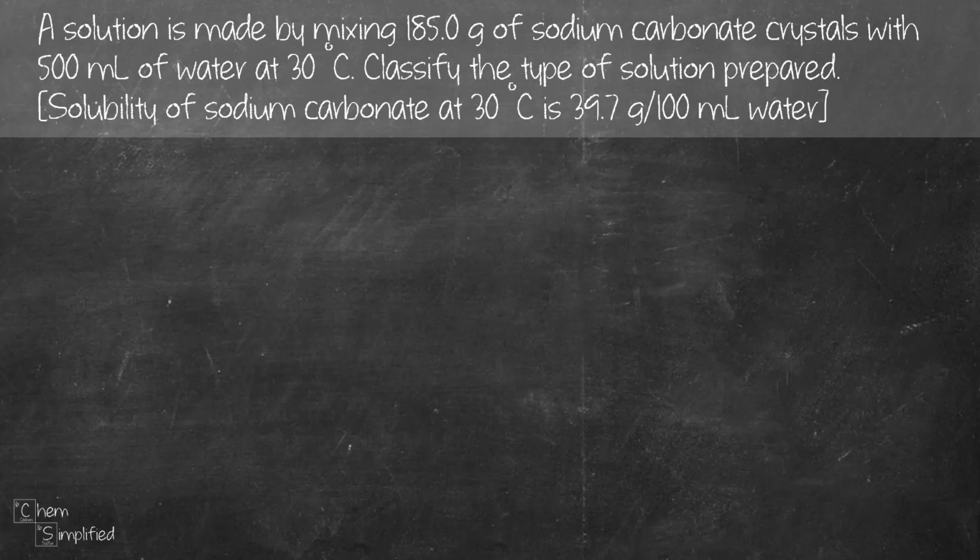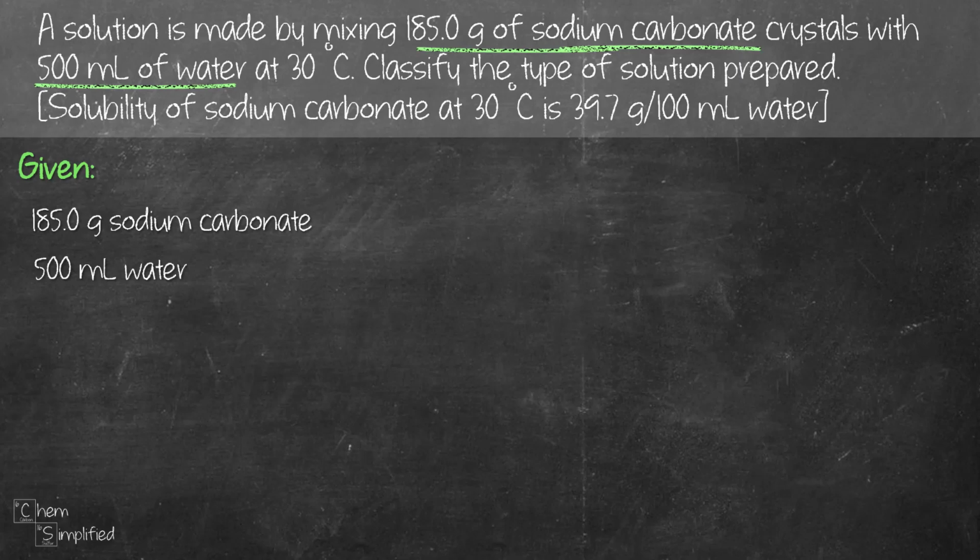So before we start solving this problem, let's first identify all the information that's given. When we first start reading the sentence, we have 185 grams of sodium carbonate, and then we're given 500 ml of water, and then the temperature is 30 degrees Celsius. And we are also given the solubility at 30 degrees Celsius as 39.7 grams per 100 ml of water. So basically, those are the 4 pieces of info that we have.